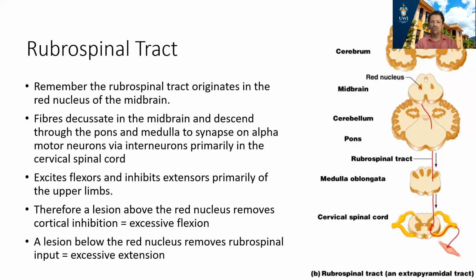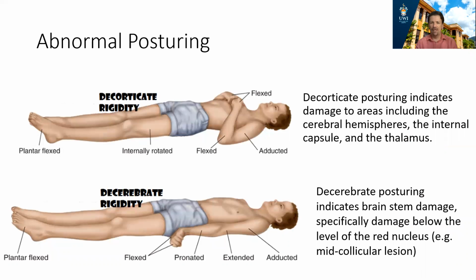And this tract is usually inhibited, it's usually regulated by the higher cortical centers, and therefore you don't see it in action. So the higher cortical centers inhibit the rubrospinal tract. Now, if you have a lesion above the rubrospinal tract, you have removed the input of the higher cortical centers. And so the rubrospinal tract, it now takes over. And what does it do? Remember, we said it produces flexion of the upper limbs, hence decorticate rigidity.